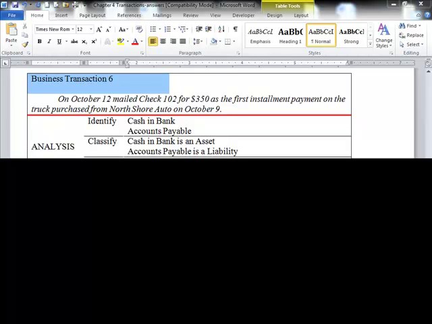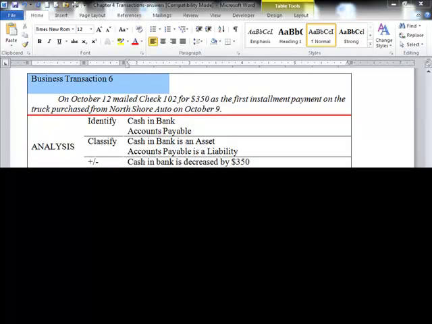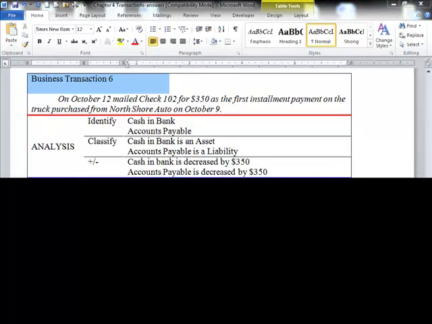Now I need to determine the plus or minus. Cash and bank, we wrote a check that's going to decrease by $350, and now I owe less money to North Shore Auto. I once owed $12,000. I now owe $11,650. So I can decrease the payable account to North Shore Auto by $350.